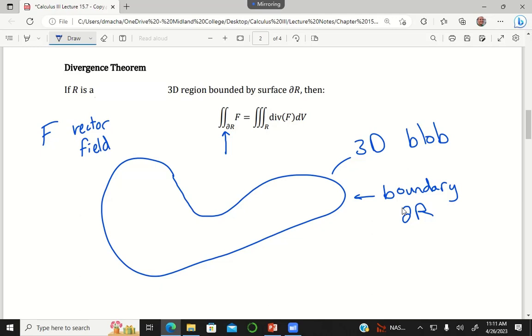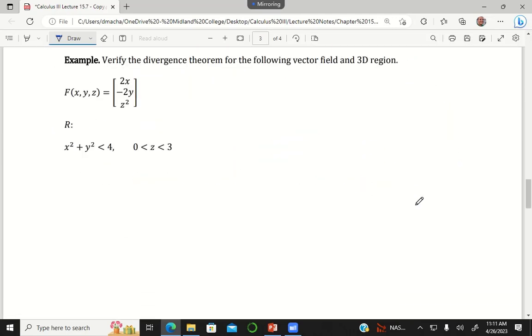You really only have to know the formula. And we'll do a couple examples. This example says, verify the divergence theorem for the following vector field and the 3D region. So if your problem ever says to verify the divergence theorem, just start by writing the divergence theorem.